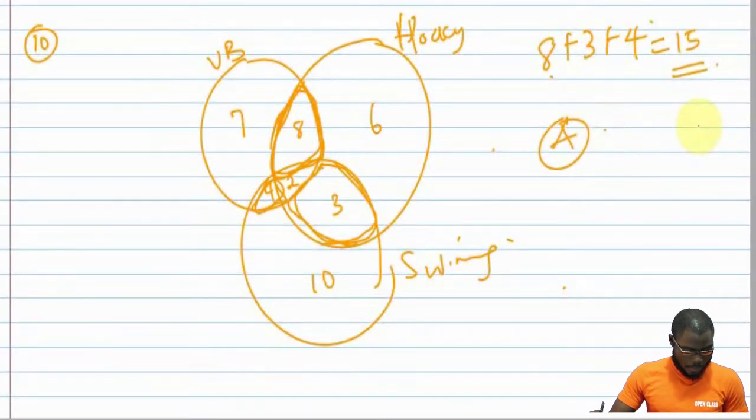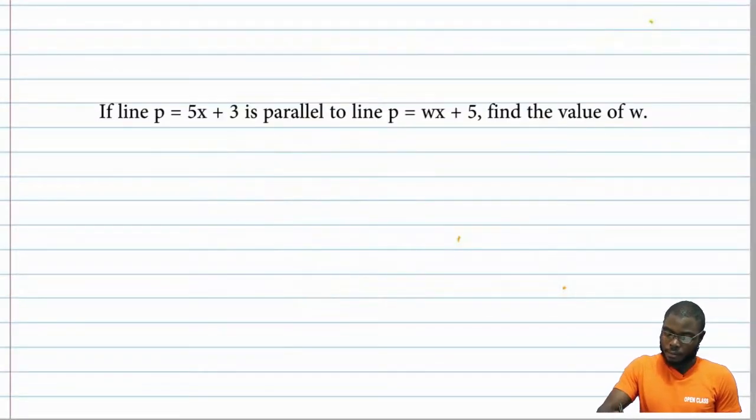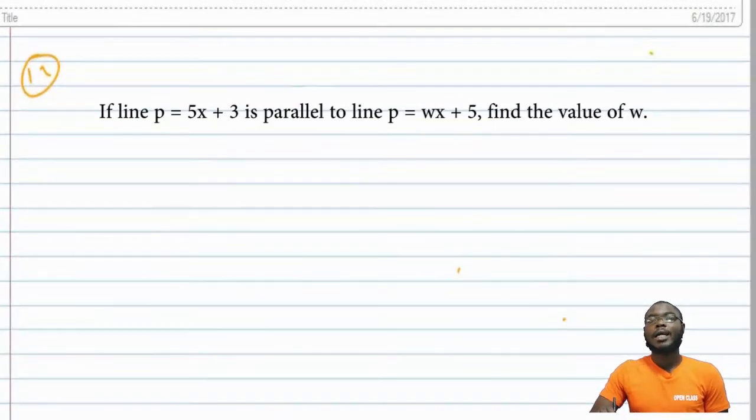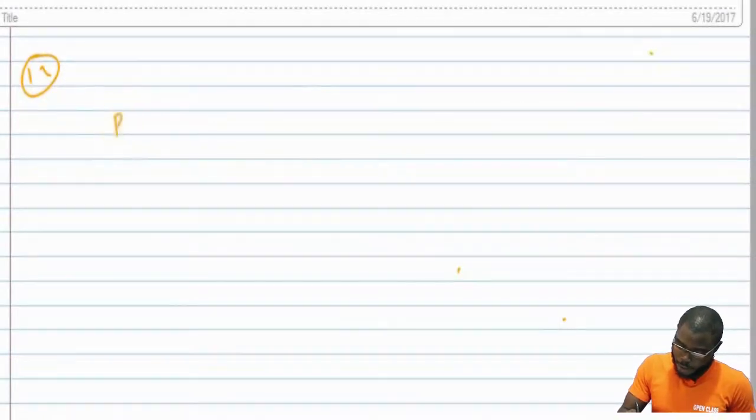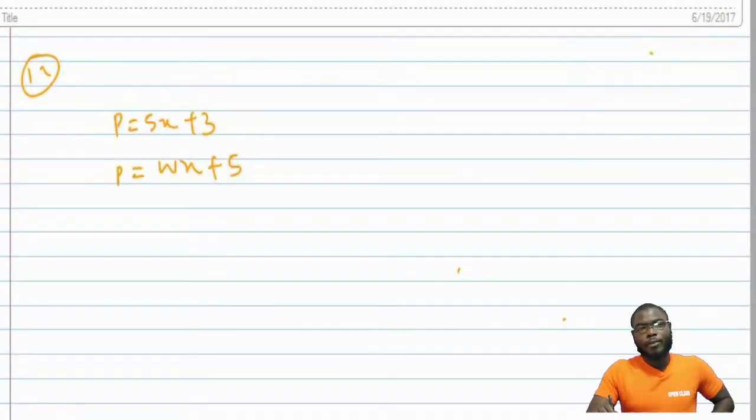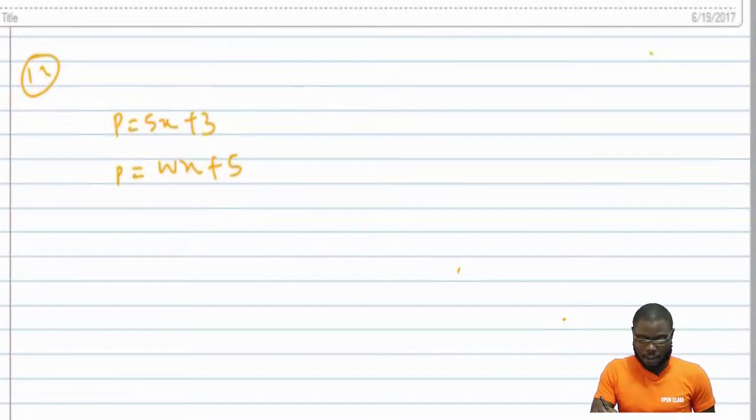Then question number 11 says: if line P equals 5x plus 3 is parallel to line P equals wx plus 5, find the value of w. So you have line P equals 5x plus 3, parallel to the second line, P equals wx plus 5. Then find the value of w. This is under coordinate geometry.